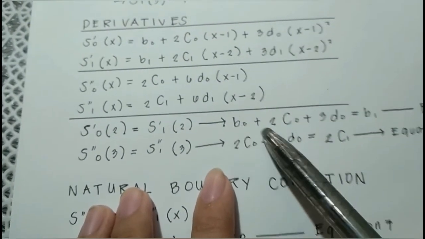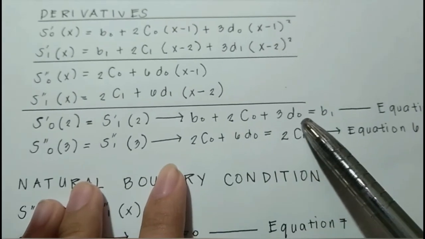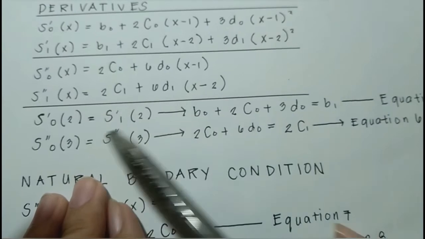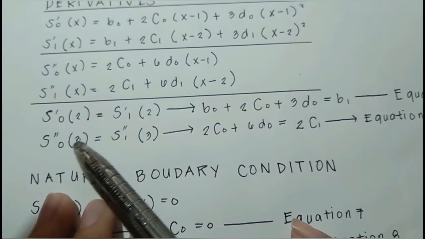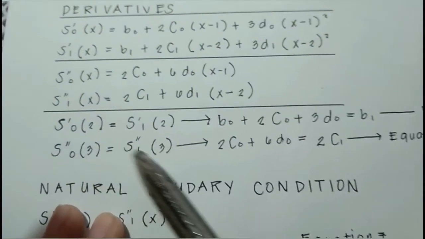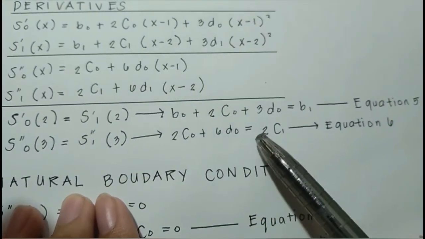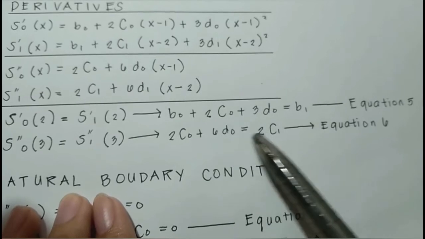So b node plus 2c node plus 3d node is equal to b1, which is equation 5. And then if we substitute x is equal to 3 into s double prime node, we get 2c node plus 6d node is equal to 2c1. So it is our equation 6.